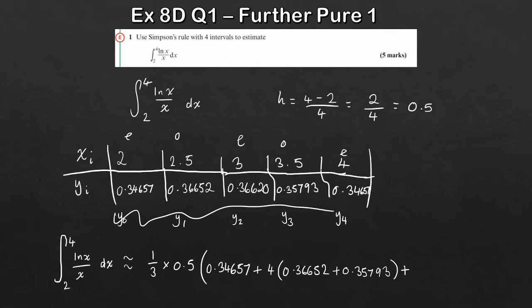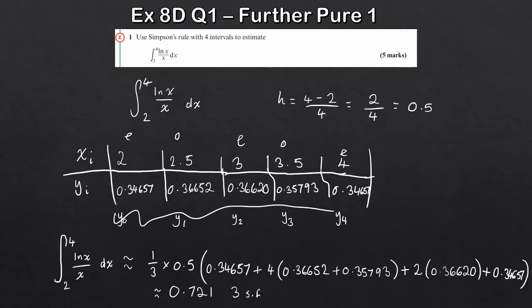Now we do 2 lots of the even terms. So that's 2 lots of 0.36620, and then we add on the endpoint here at the end. Close that. Work this out on your calculator. At this point, you just need to make sure you can actually type these on your calculator. You'll get 0.721, to 3 significant figures. And that's all you have to do for Simpson's rule.